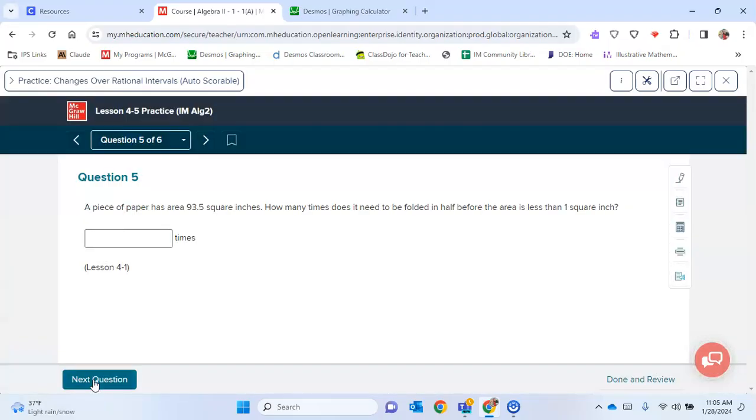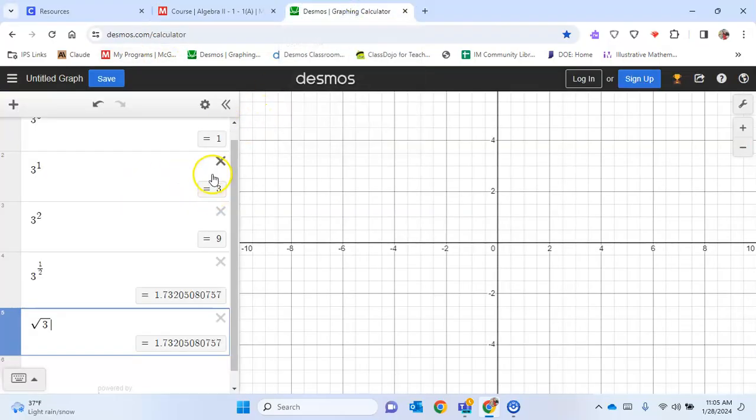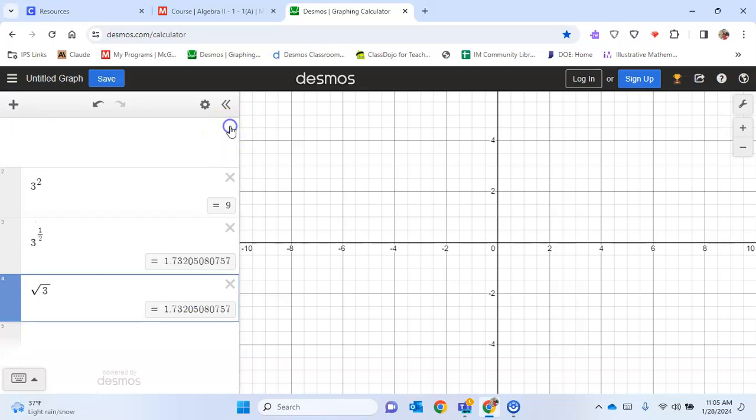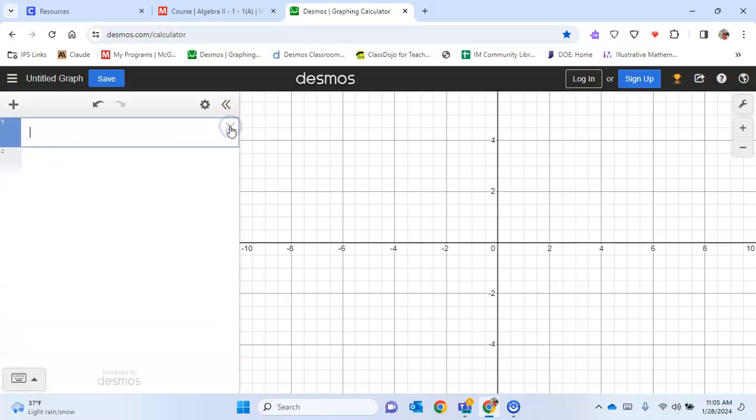Question 5. A piece of paper has 93.5 square inches. How many times does it need to be folded in half before the area is less than 1 square inch? Alright, 93.5 square inches. And the factor is 1/2. You keep folding it in half. And they want to know how many times we have to do that. So that's the exponent.